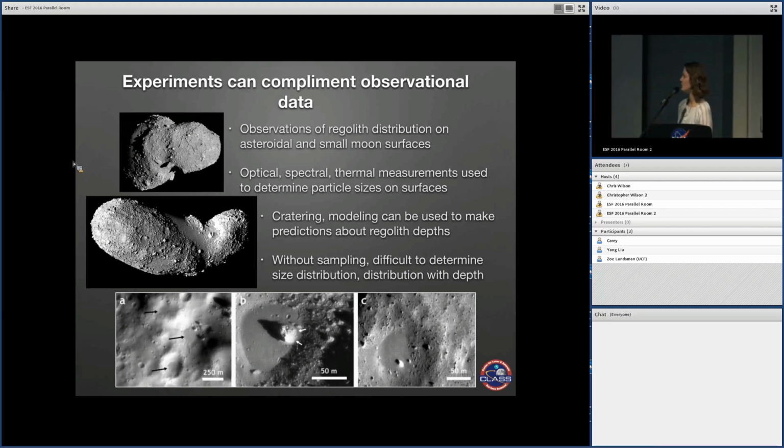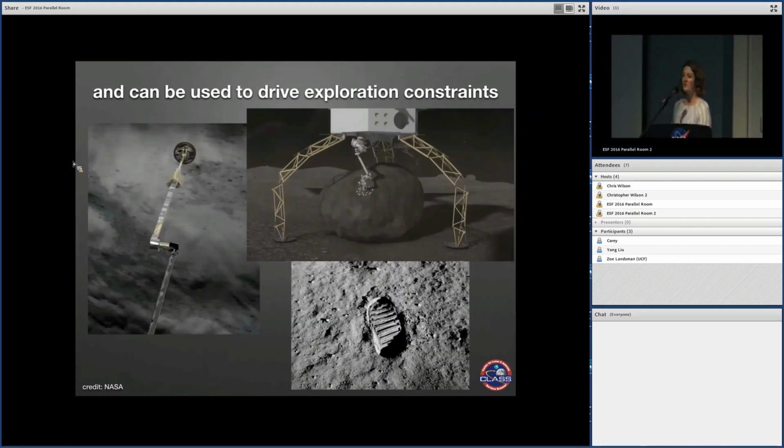But without sampling, it's difficult to actually see how these things are going to vary with depth, how the size distribution will vary. And so that's where experiments can come in. We can perform experiments to see how we expect these different properties to vary on different planetary bodies with different gravity than we see here on Earth. And we can also use experiments like this to help inform exploration activities.